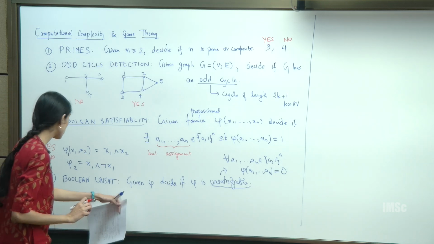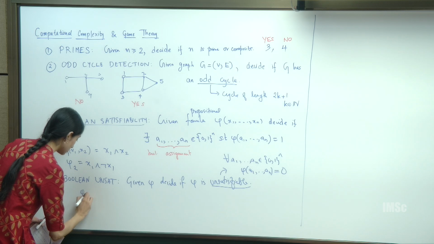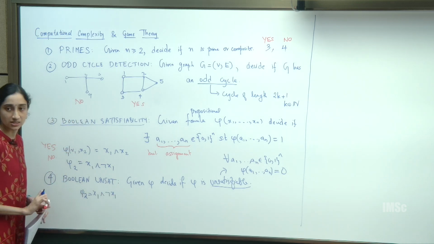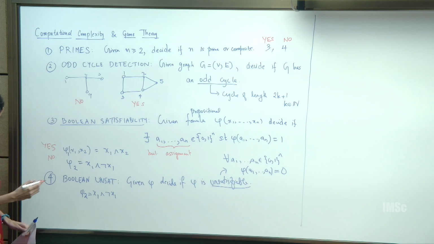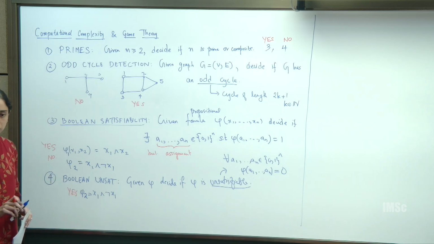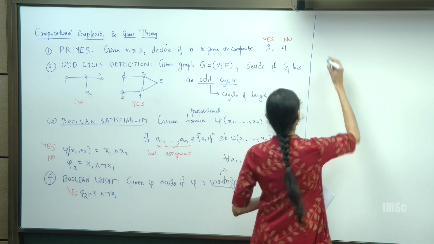So, for instance, for UNSAT, this formula phi 2, x1 and not of x1, would be a yes instance. Yes, it is unsatisfiable, right? Is that okay? Okay. So these are some problems, some more problems.